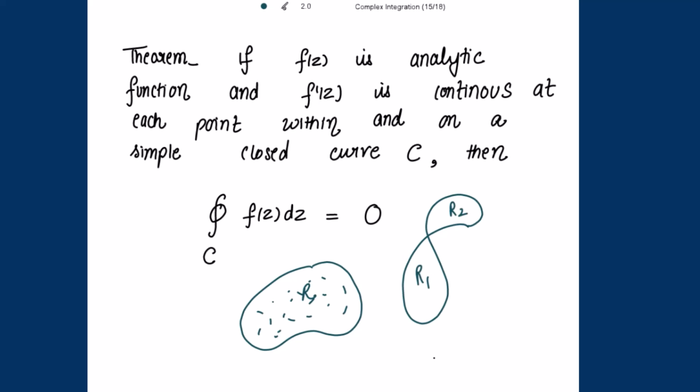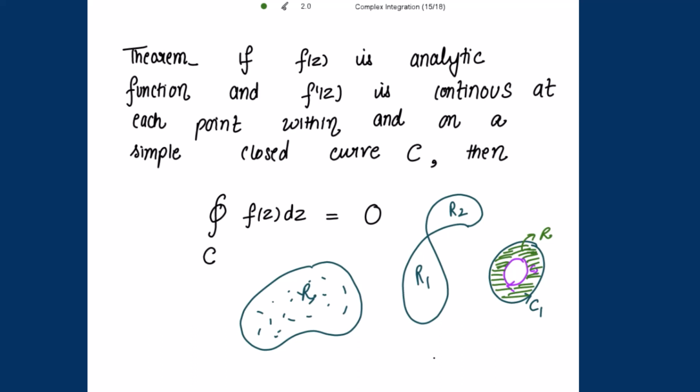Now a little concept about the multiply connected region. Suppose this is a curve C1 having the orientation in this direction, the anti-clockwise direction, and this is the curve C2 with the clockwise direction, the opposite direction, right? Then the region embedded between these two curves, let this be R. Such a region is a multiply connected region, right?